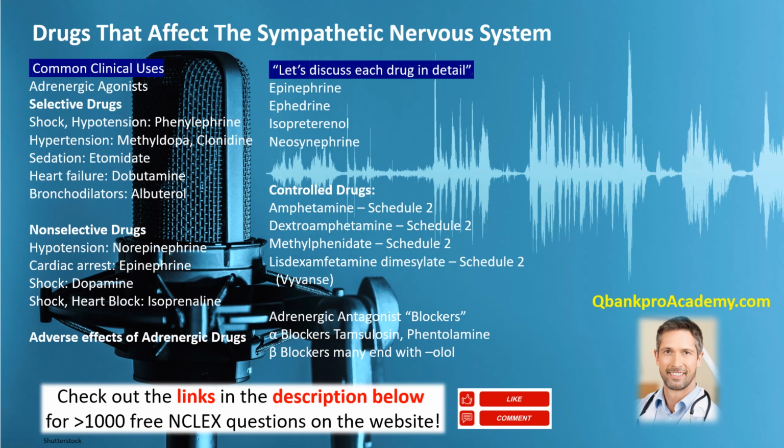Let's look at a drug that has wide use, epinephrine. Epinephrine is direct acting. Its effects include increasing blood pressure, increasing heart rate, relaxation of bronchial smooth muscle, and vasoconstriction in the peripheral blood vessels.